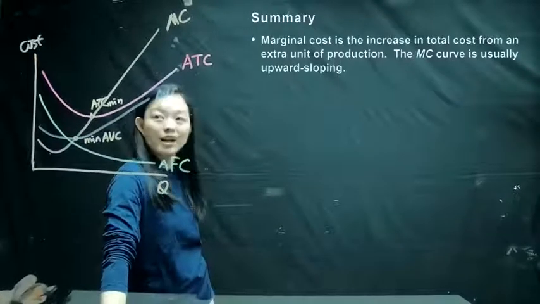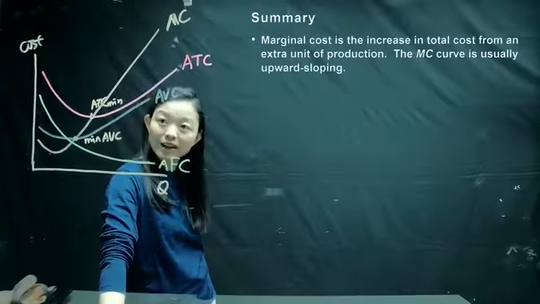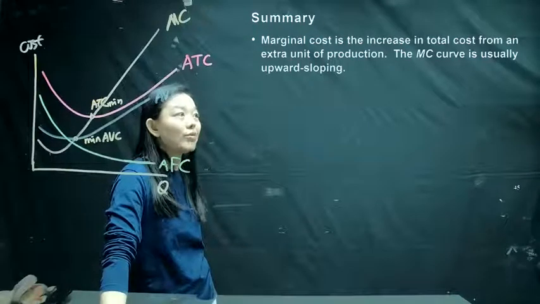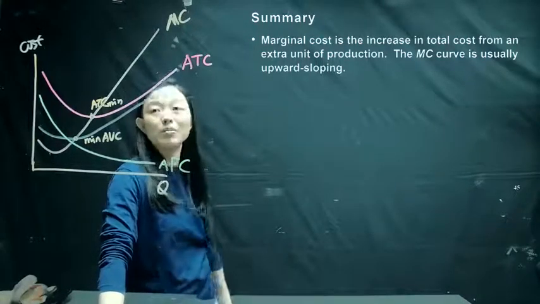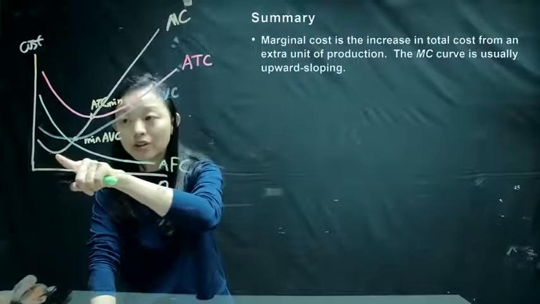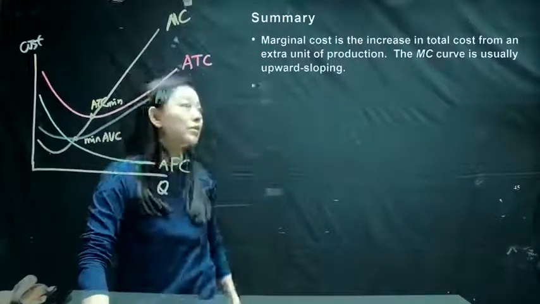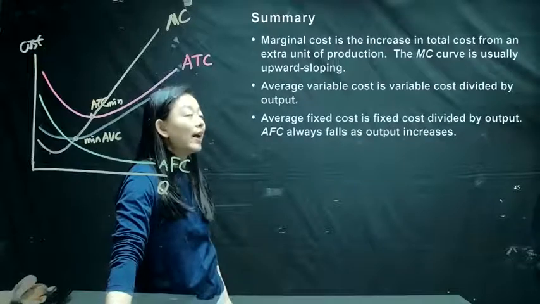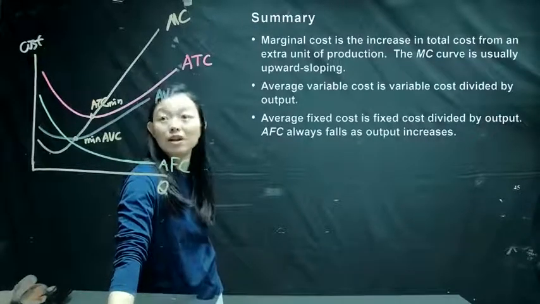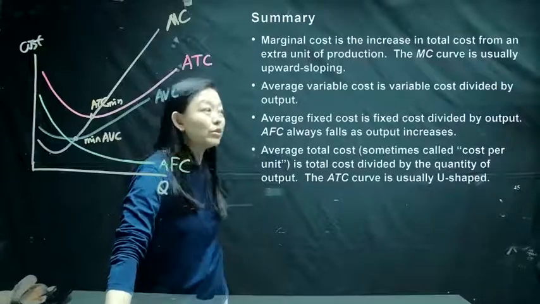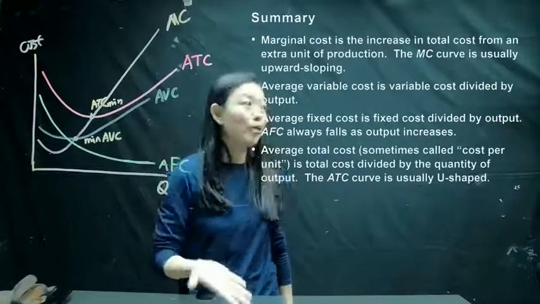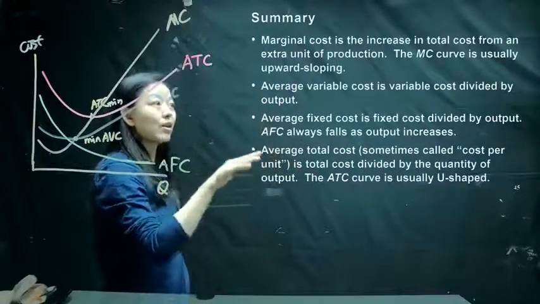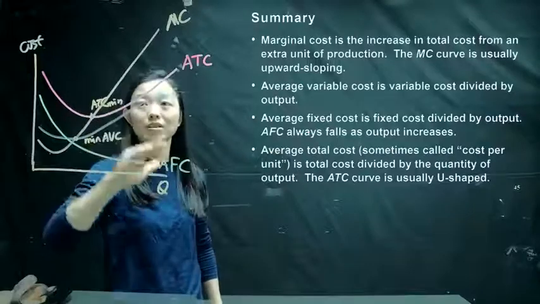Marginal cost is the change in total cost divided by the change in output. The marginal cost curve is usually upward sloping. Sometimes it might also be U-shaped, falling at the beginning, reaching the minimum, and then eventually increasing. Average variable cost is the variable cost divided by output, and average fixed cost is the fixed cost divided by output. Average total cost is the total cost divided by output. So for these three averages, we all use the related cost divided by quantity.